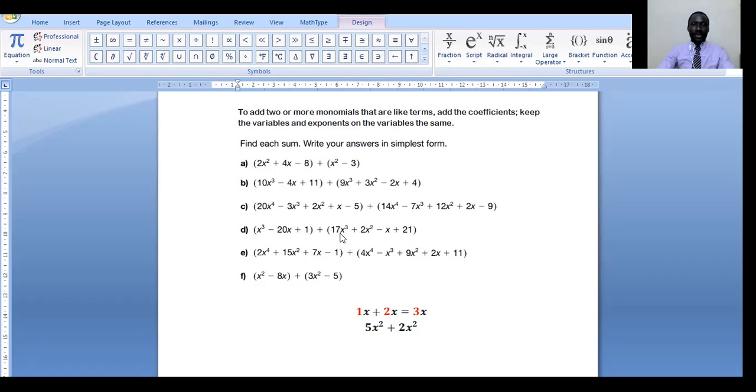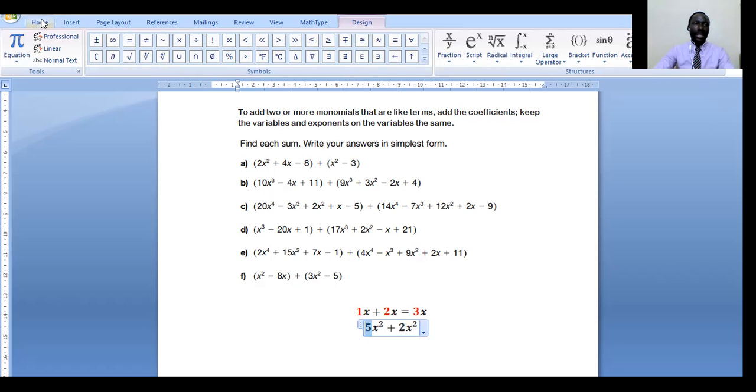Sorry for that. Okay, so now what we have to deal with is that we have to add the numbers standing in front of these variables, the coefficients themselves. The coefficient here for the first case is 2 and the other coefficient here is 5.